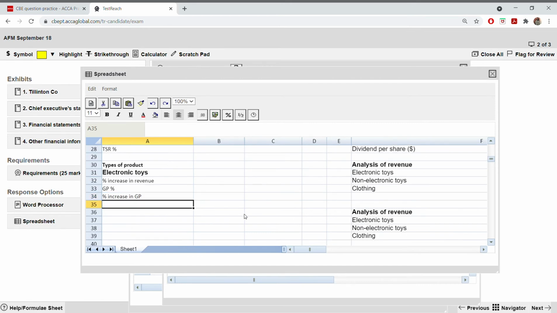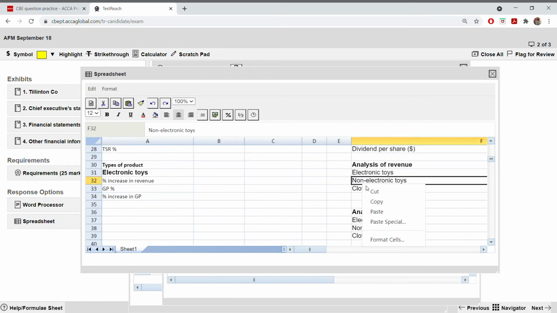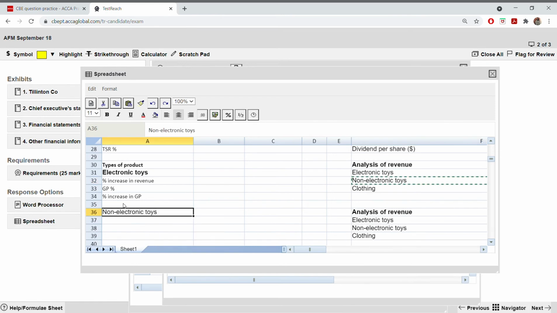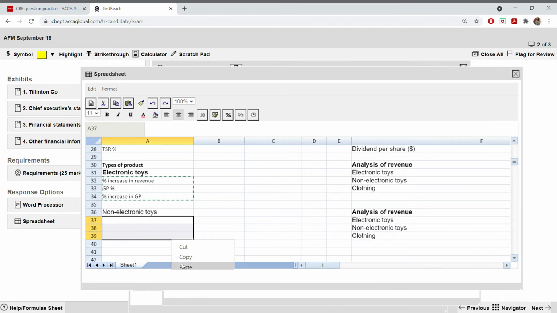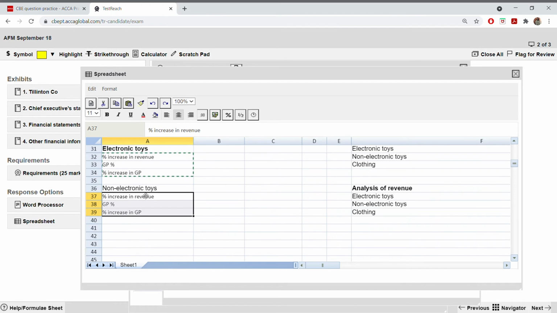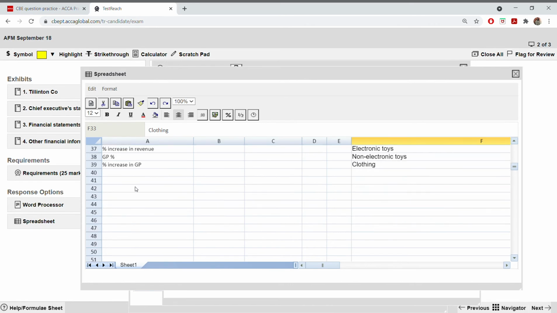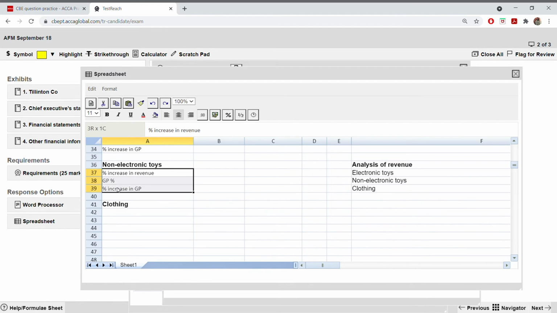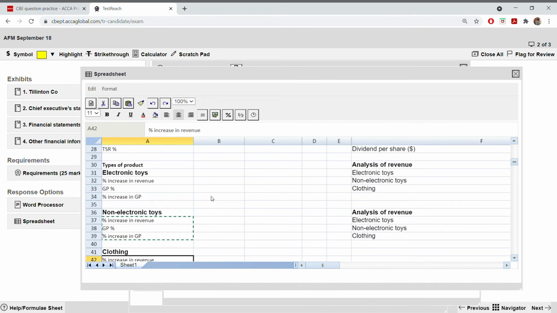Okay, next take non-electronic toys and copy paste all this. When you are not able to paste it, just okay, paste. This is in bold. And the next one is clothing. So clothing also I'm going to copy paste. Next I'm going to copy paste these three, and I'm going to calculate.